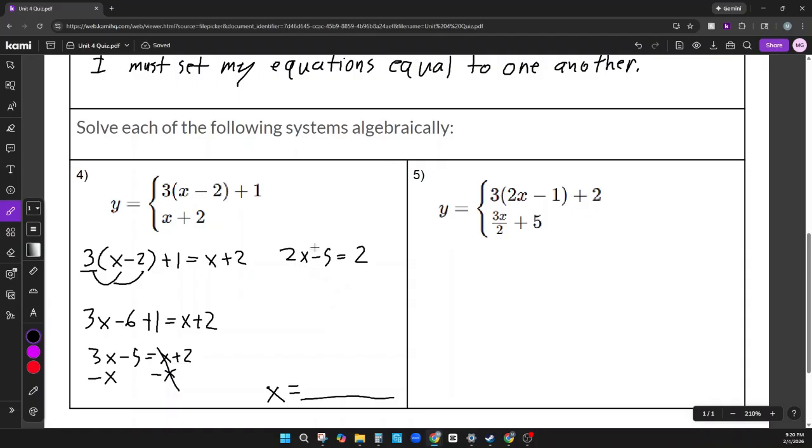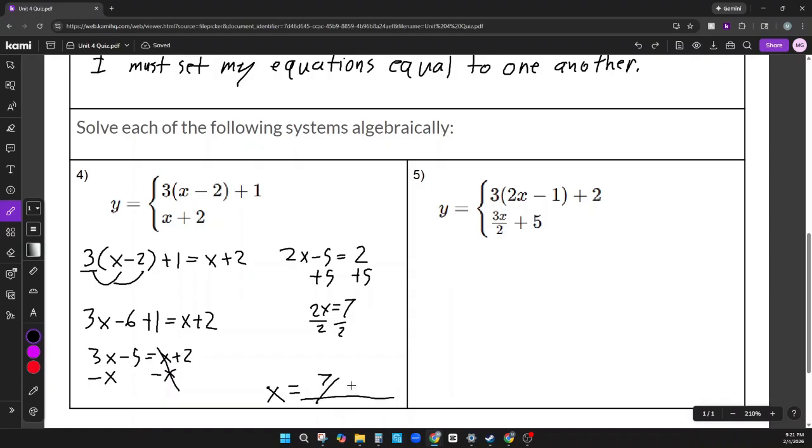From here, now I just have one x all by itself, and I could go about trying to isolate that x. So I'm going to plus 5 and plus 5. That's going to be 2x is equal to 7. I want to get rid of my 2, so I divide by 2, and x is going to be equal to 7 over 2.